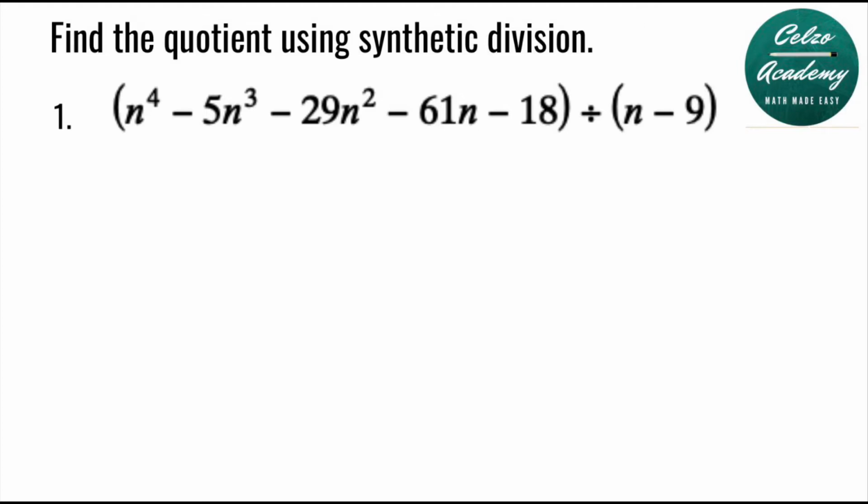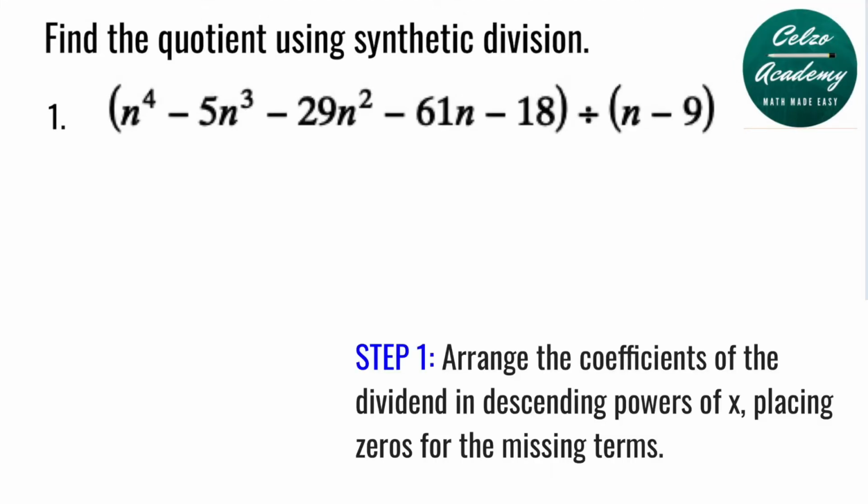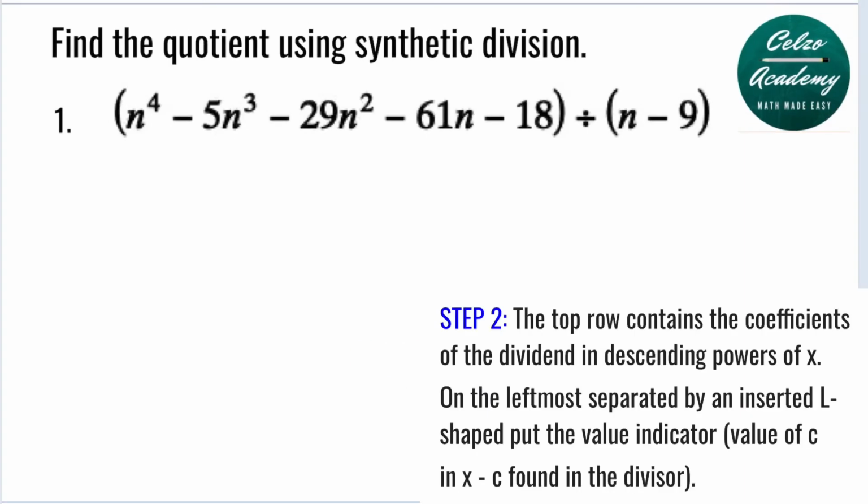Find the quotient using synthetic division. First, we need to make sure that the terms are arranged in descending powers. And yes, they are. Our divisor is n minus 9, so the c value here is positive 9, not negative 9. And that is our value indicator.